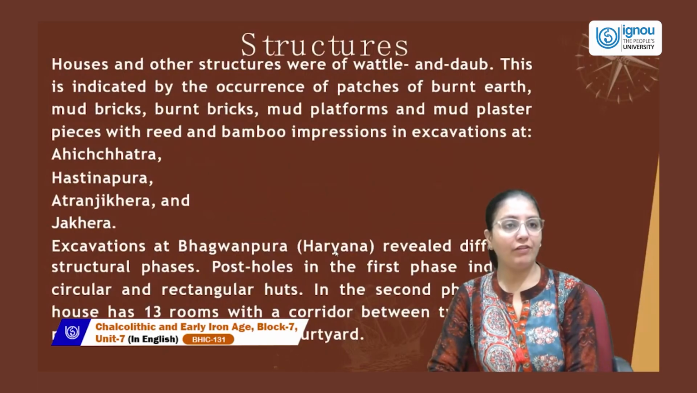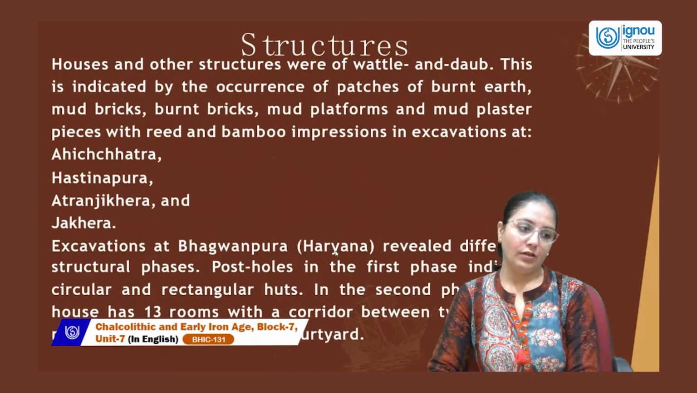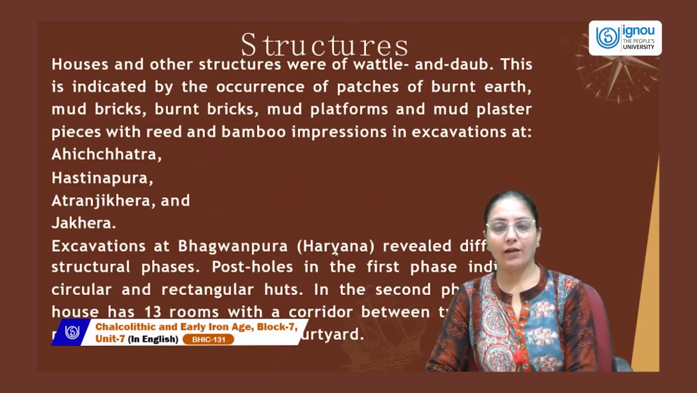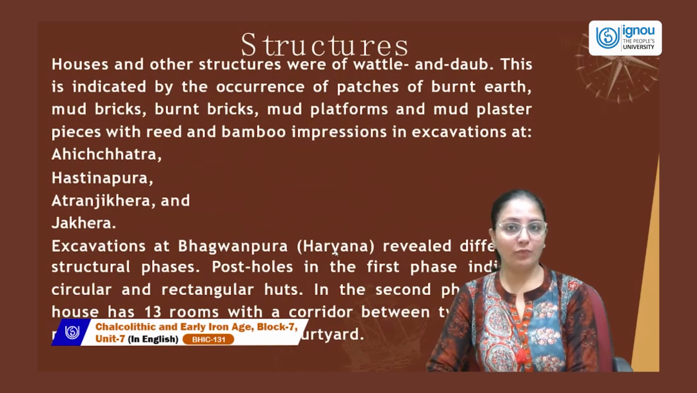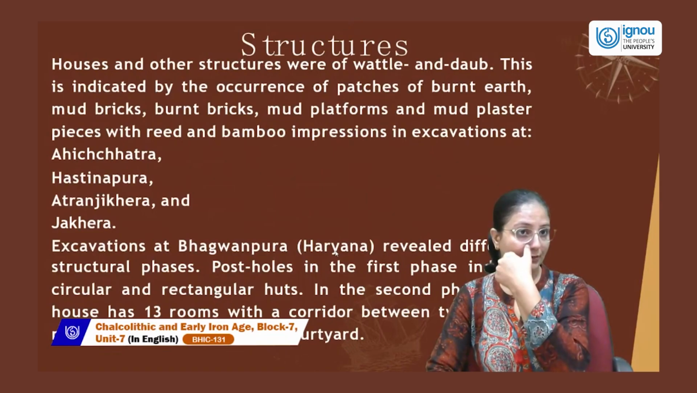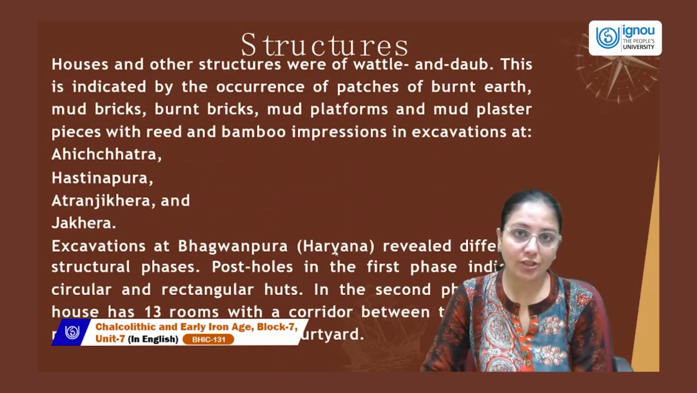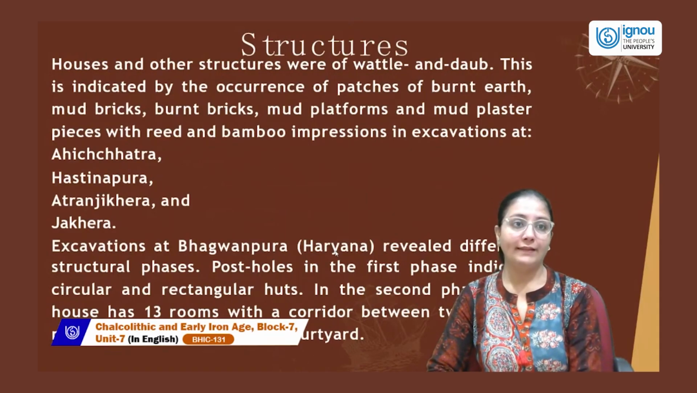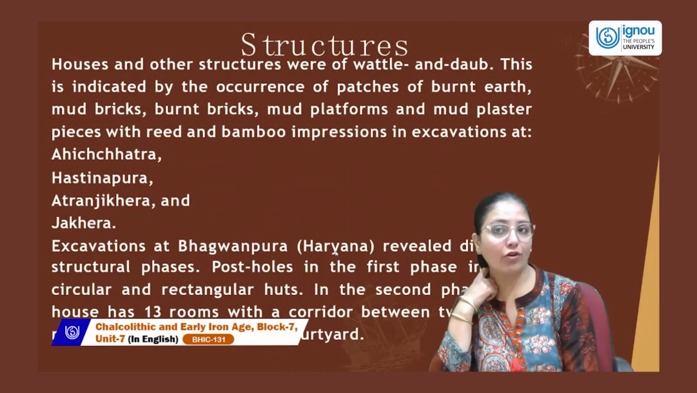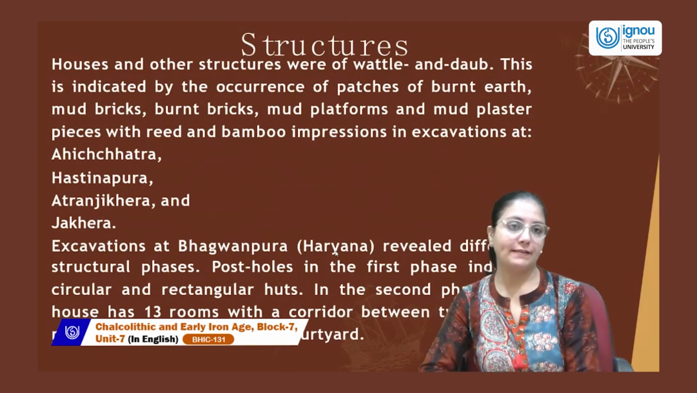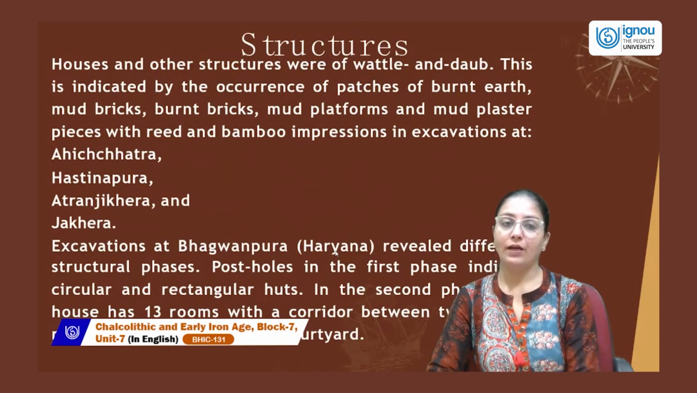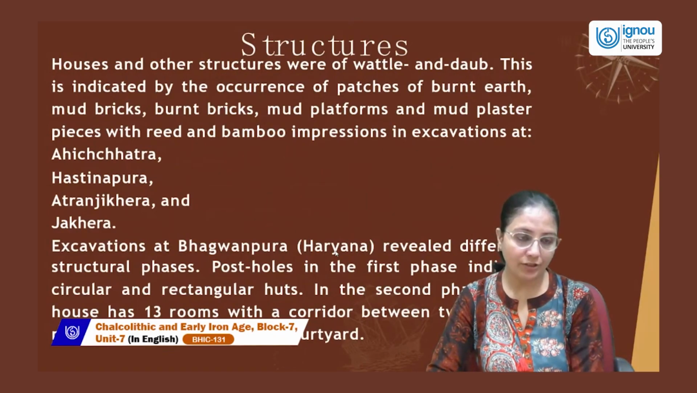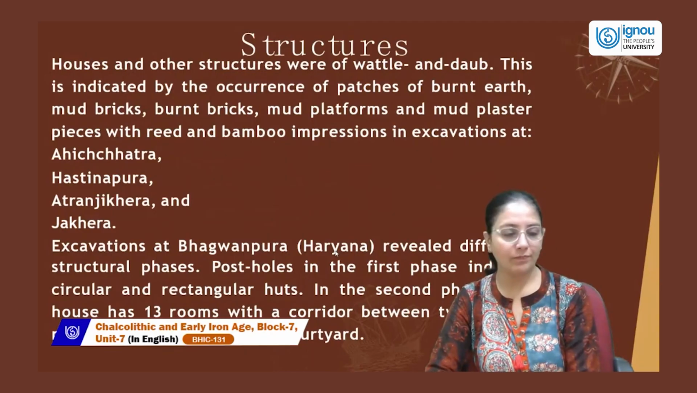The structure. If we go for the society to know about the social system, then we will see the structures of PGW, Painted Grey Ware culture. Houses and other structures were of wattle and daub. This is indicated by the occurrence of patches of burnt earth, mud bricks, burnt bricks, mud platforms, mud plaster pieces, reed and bamboo impressions in excavations in Ahichchhatra, Hastinapur, Atranjikhera, Jakhera.